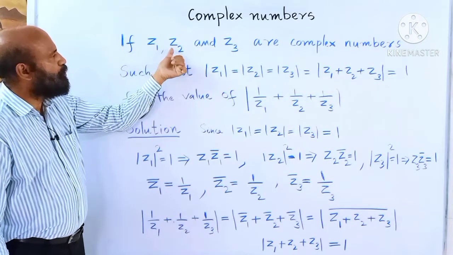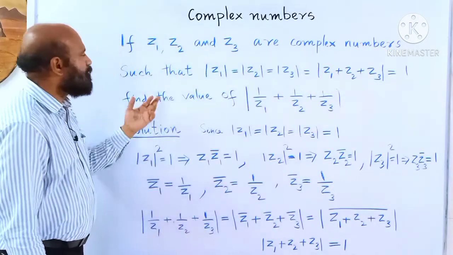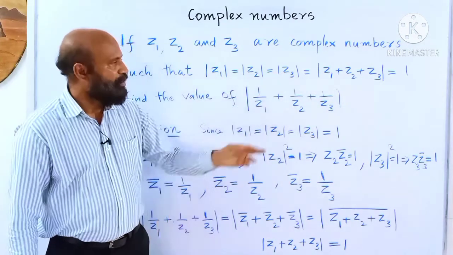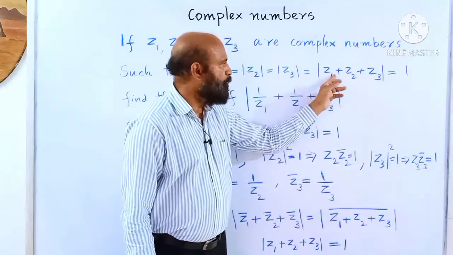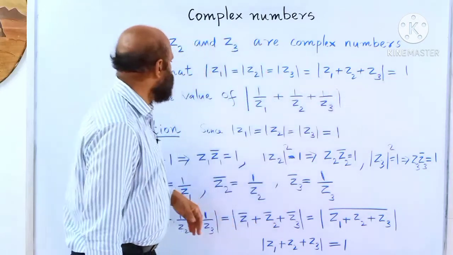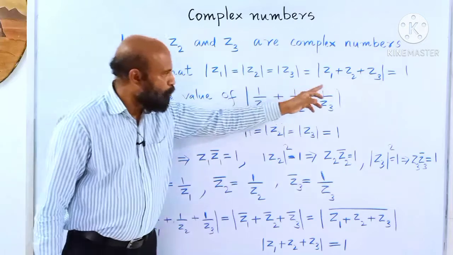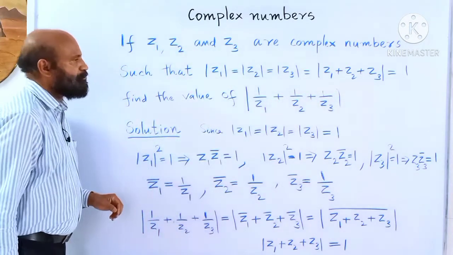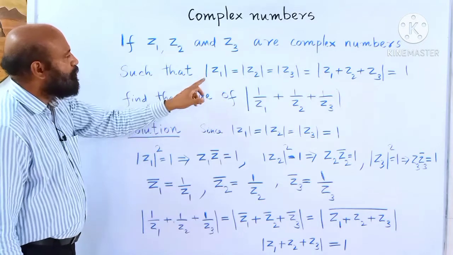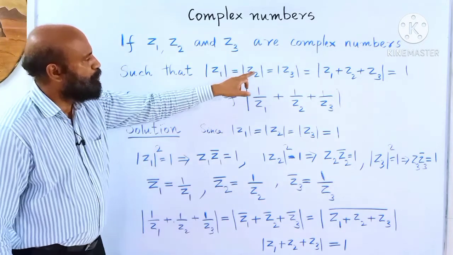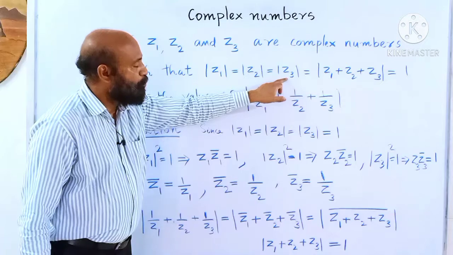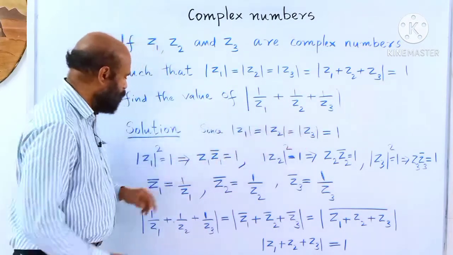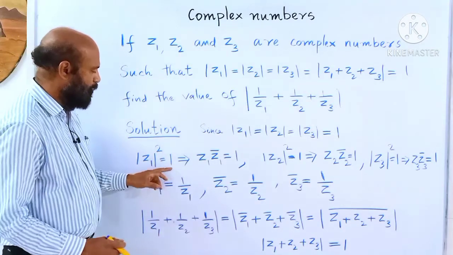If Z1, Z2 and Z3 are complex numbers such that modulus of Z1 is equal to modulus of Z2 is equal to modulus of Z3 is equal to modulus of Z1 plus Z2 plus Z3 is equal to 1, you have to find the modulus of 1 by Z1 plus 1 by Z2 plus 1 by Z3. Now it is given modulus of Z1 is the same as modulus of Z2 is equal to modulus of Z3, which is equal to 1. So you square this, so modulus of Z1 square is 1.